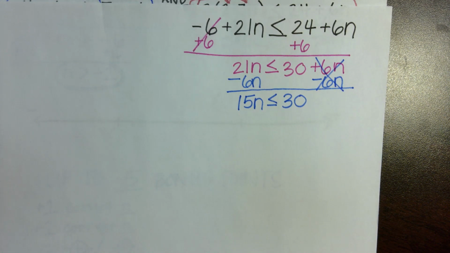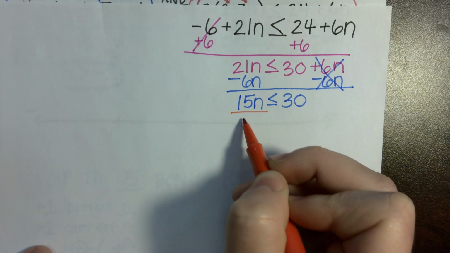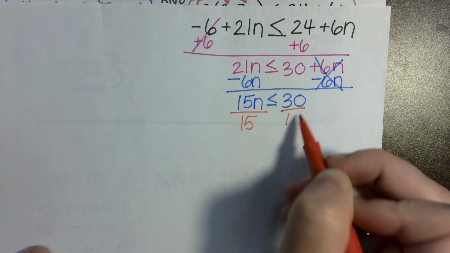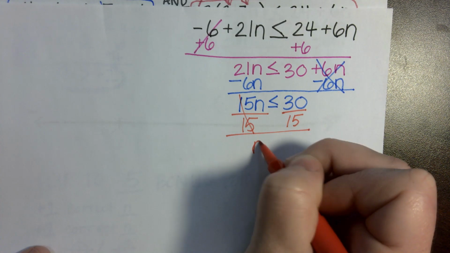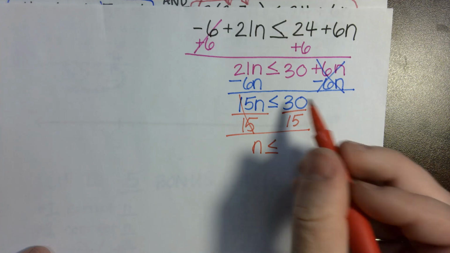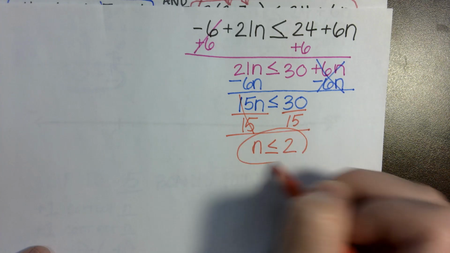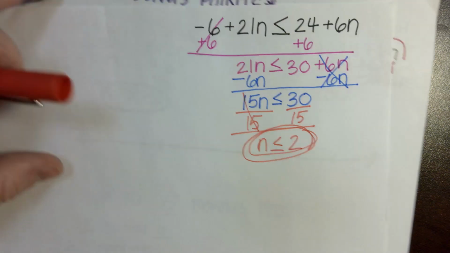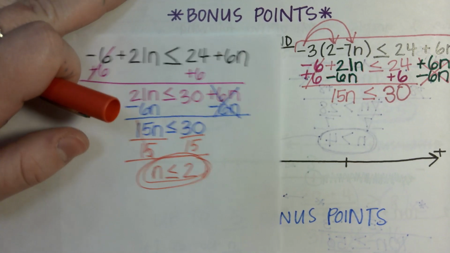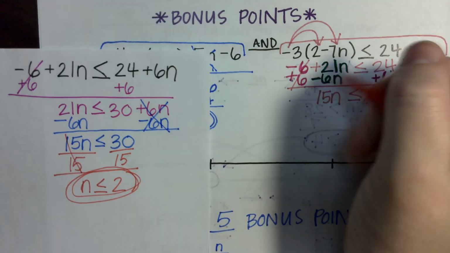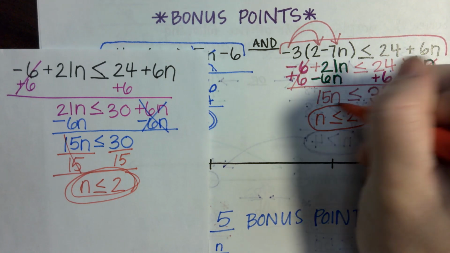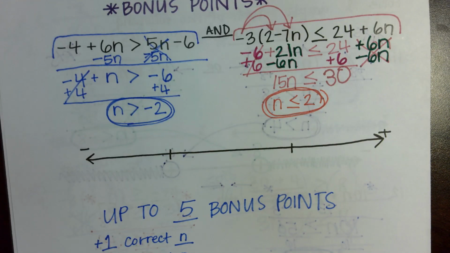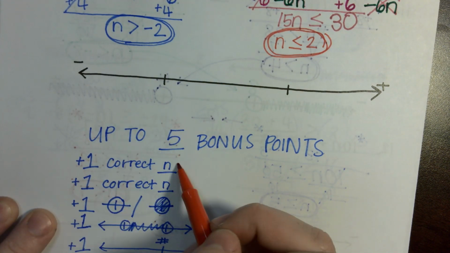So we're all at 15n is less than or equal to 30. What now? Divide by 15. 15's canceled. 2. Good job, good job, good job. Okay, n is less than or equal to 2. So I'm going to write that here, and n is less than or equal to 2. Okay, so there's our 2 bonus points right there. Correct n for both.